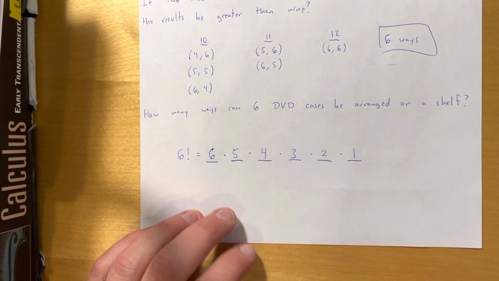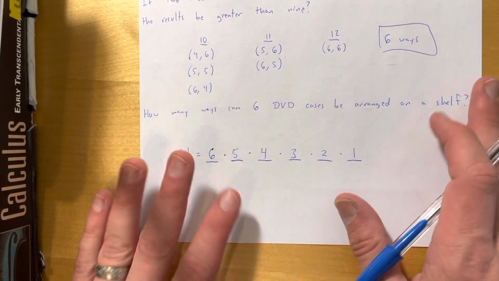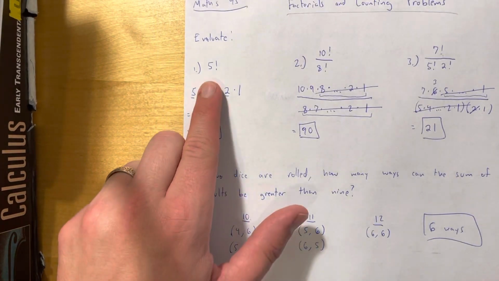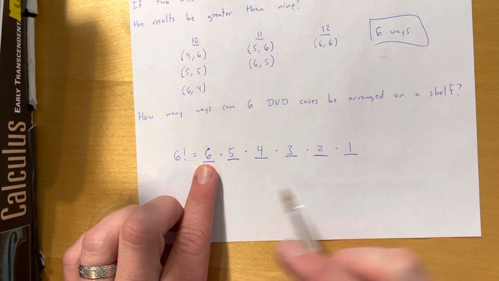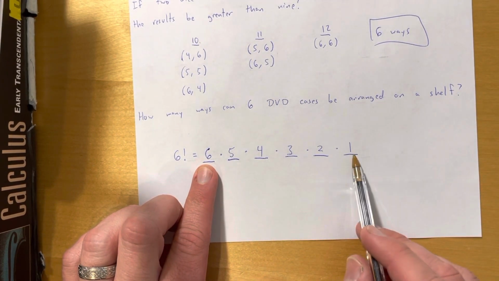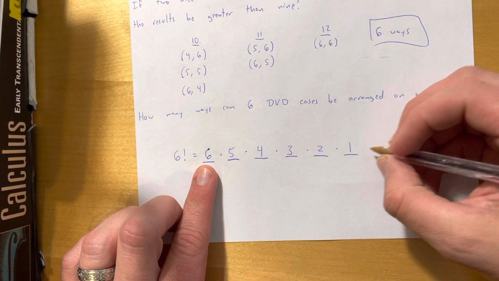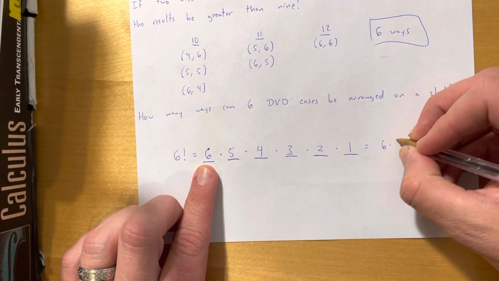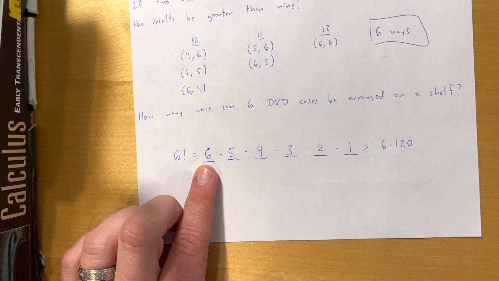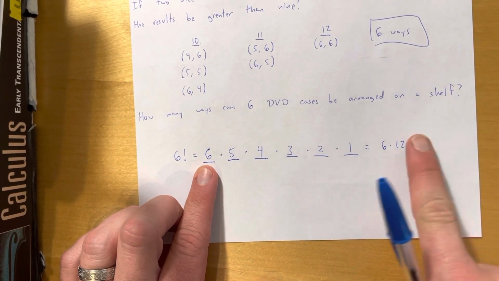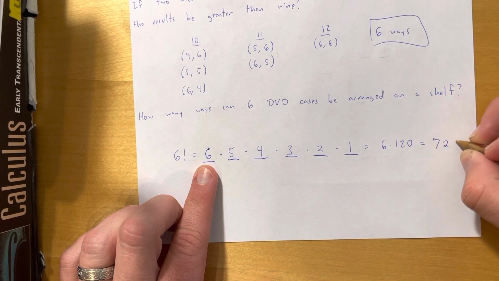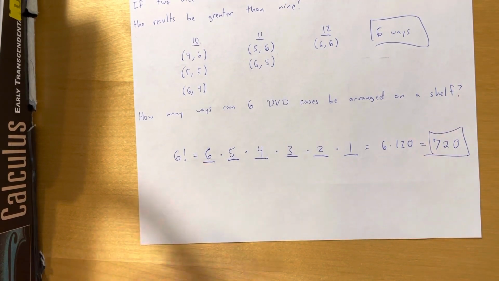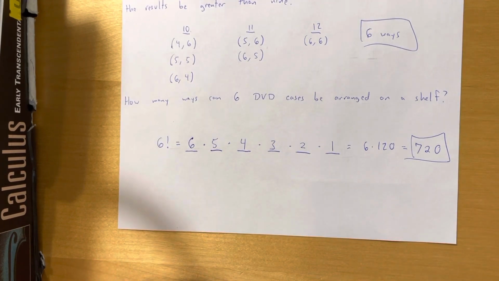Working this out is not difficult. Notice we've already done 5 factorial up here. 5 factorial was 120. And notice 6 factorial is just 6 times 5 factorial. Here's 5 factorial right here. So that's 6 times 120. I'm using the work that I've already done. Think of that as 6 times 12, which is 72. Put a 0 at the end and we get 720.